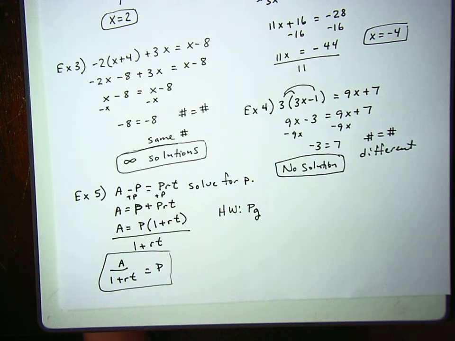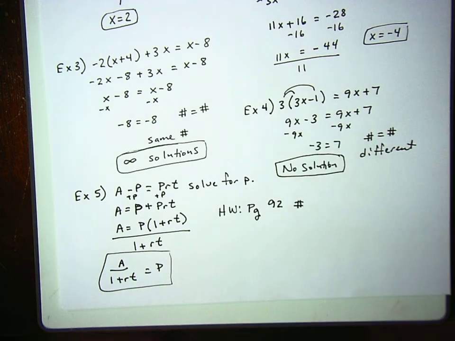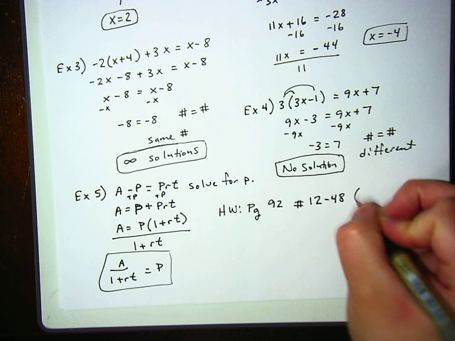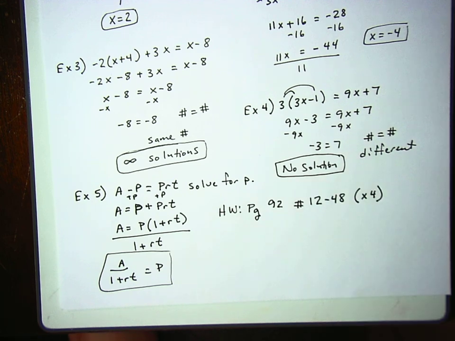Let's do page 92. Numbers 12 through 48. And we're going to do multiples of 4. So that's not that many problems. So the first problem would be 12, second one would be 16, then 20, then 24, etc. On the problems for, let's see, that would be 31 through 36. Looks like this.